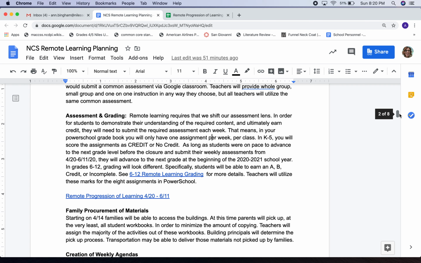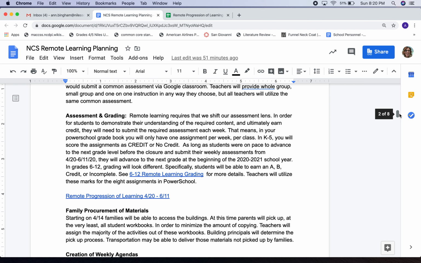We thought the best way to keep track of all those assignments would be in PowerSchool. So under math, you would have 8 columns, one for each week. And under ELA, you would have 8 columns, one for each week. And essentially, you're going to be giving credit or no credit.